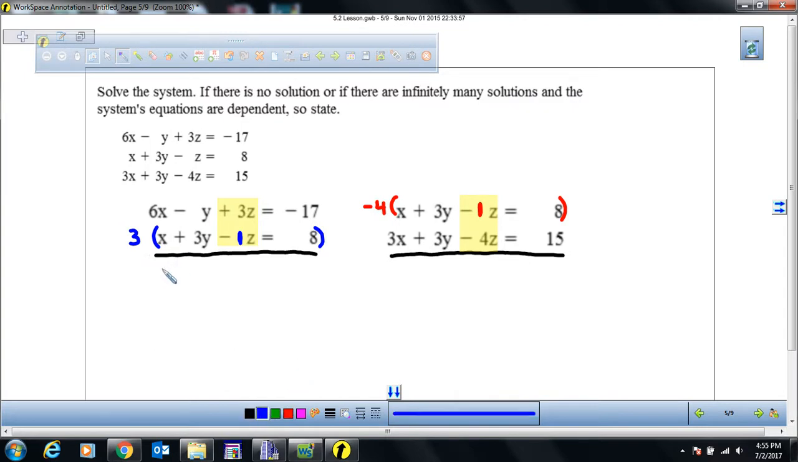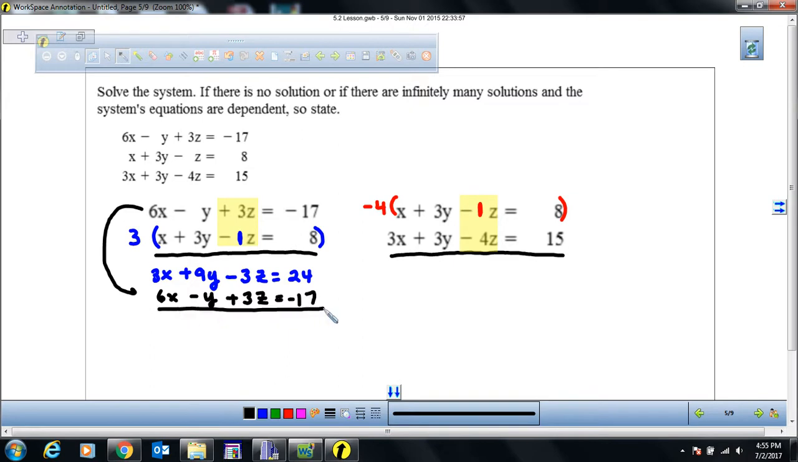So right here, if I multiply this one by 3, we're going to get 3x plus 9y minus 3z equals 24. And then we're going to add it to this other equation, which is 6x minus y plus 3z equals -17. Then you can add these 2 equations together. So 3 plus 6 is going to be 9x. 9y minus y is plus 8y. And then the 3z's cancel, equals 24 plus -17. That's going to be a 7.